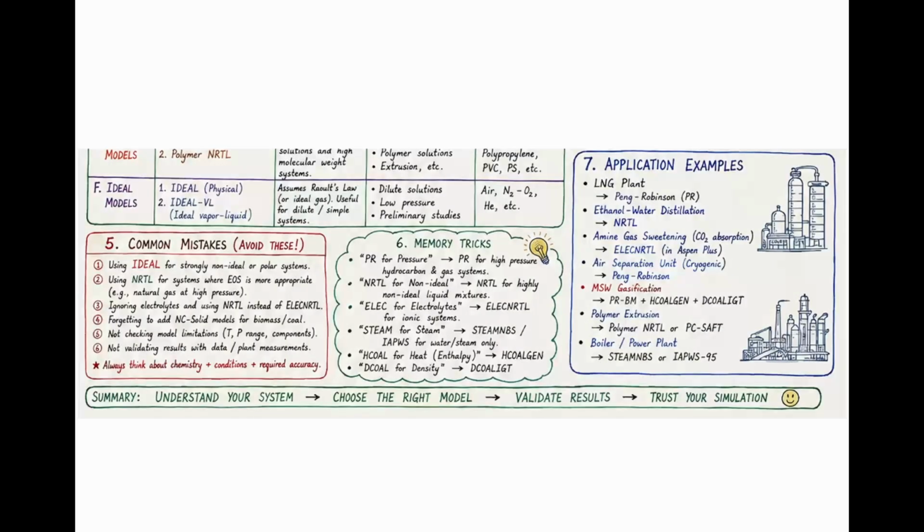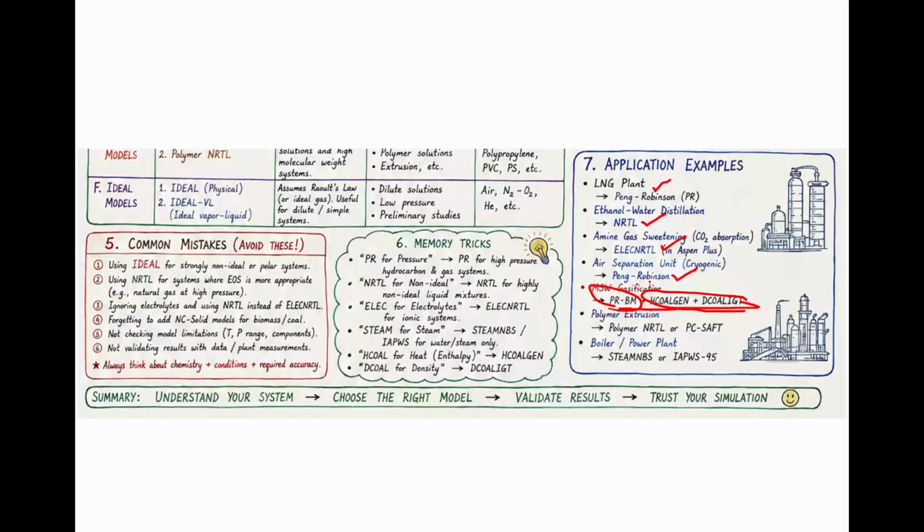And if we look at the applications of these property packages, or the examples: for an LNG plant, Peng-Robinson is used. For ethanol-water distillation, NRTL is used. For amine gas sweetening, electrolyte NRTL is used. For air separation, Peng-Robinson is used. For MSW gasification, PRBM, HCOALGEN and DCOALIGT are the models linked with this property package. For polymer extrusion, polymer NRTL or PC-SAFT is used. For boiler power plants, steam NBS or IAPWS-95 is used in the system.